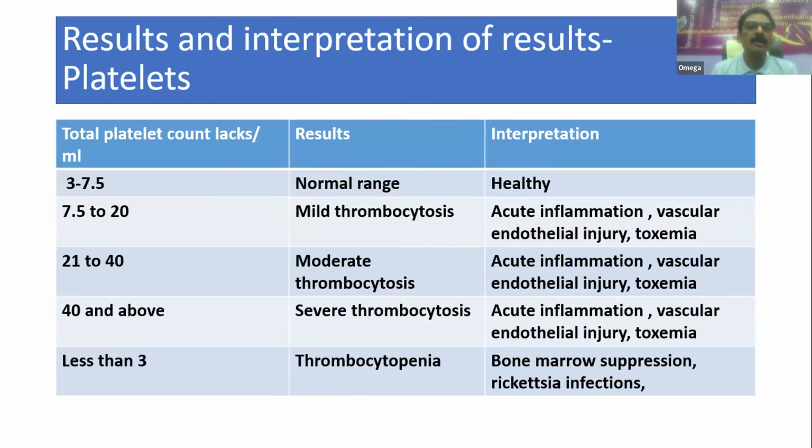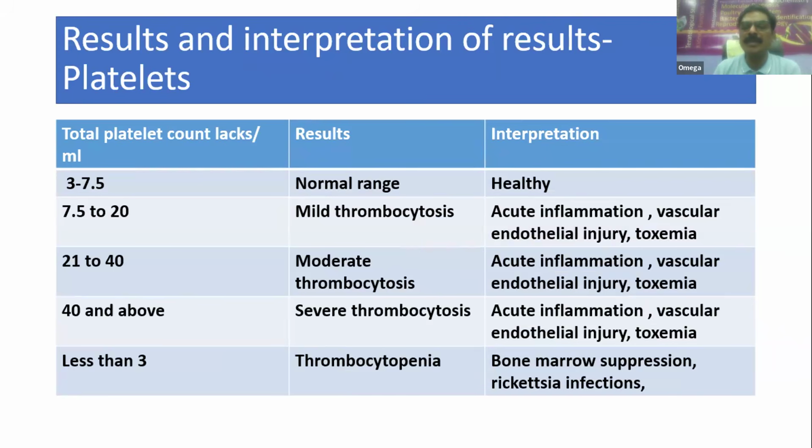Then the platelet count is one of the crucial things observed during blood sample examination. A platelet count of 3 to 7.5 is the normal range, 7.5 to 20 is mild thrombocytosis, 21 to 40 is moderate thrombocytosis, and 40 and above is severe thrombocytosis. So these are the conditions.